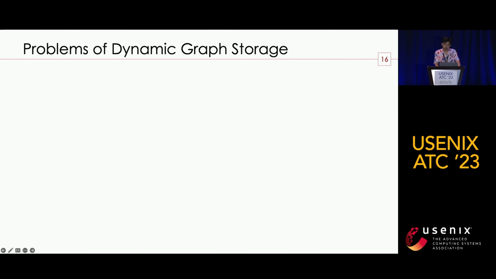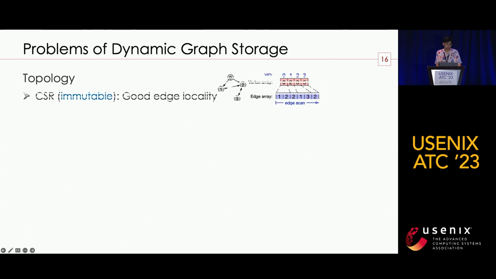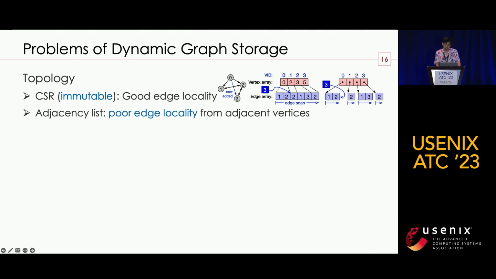There are 3 problems with existing general-purpose dynamic graph storage. First is about the topology storage. CSR is a typical and immutable graph storage with good edge scan locality. Well, when a new edge is added, it is costly to move the edges to find a free slot for this newly added edge. And the adjacency list-based structure supports updates efficiently, while the edge locality from adjacent vertices is poor.